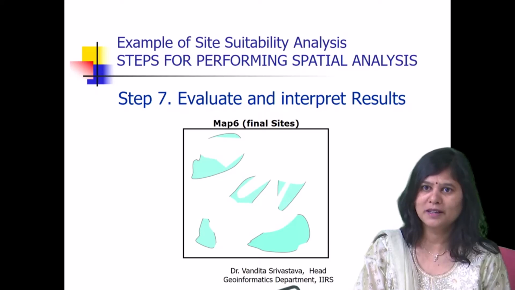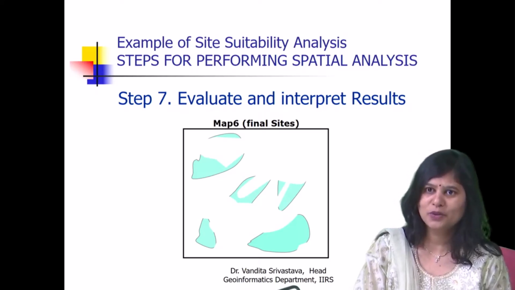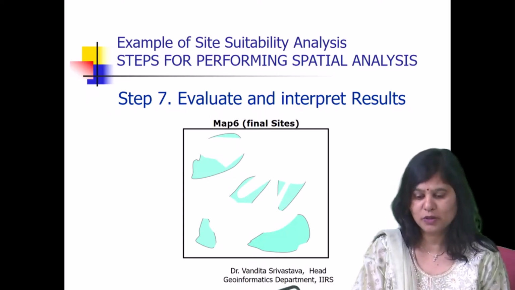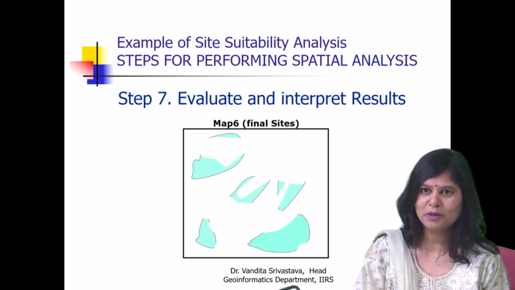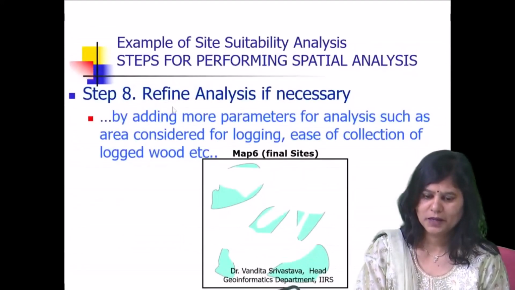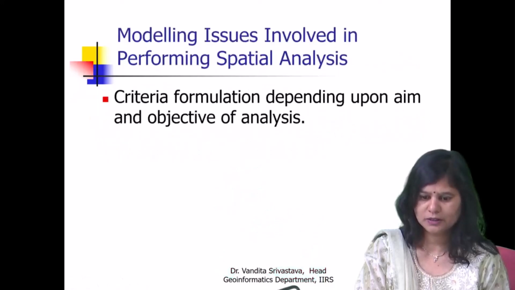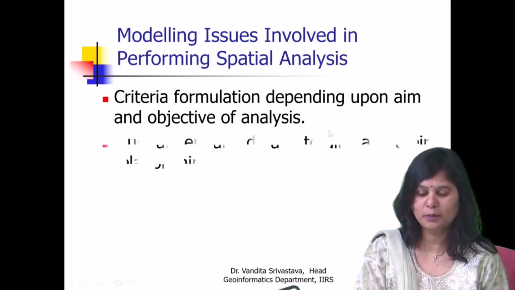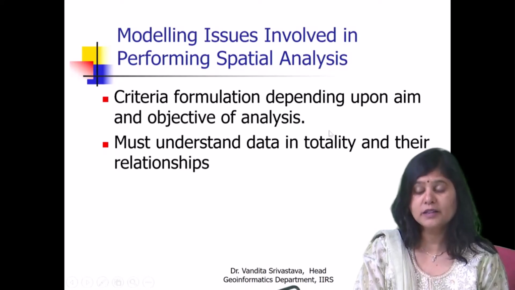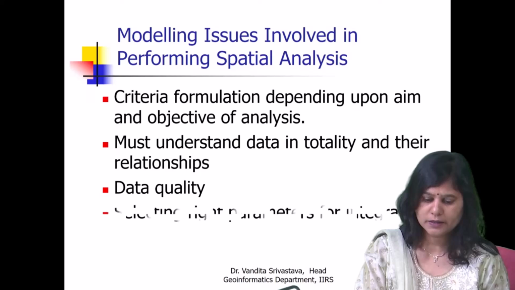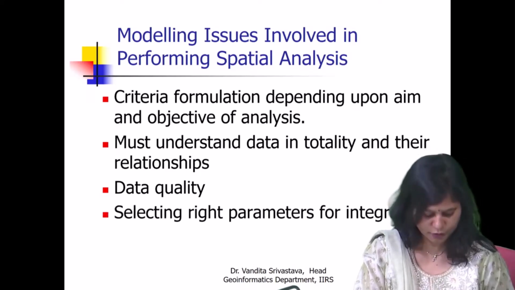You can use union and then reselection, or a union plus intersection could also be used here. So you can think of more ways, and maybe you can report back to me what you used in this kind of analysis. I think with that I would like to end my lecture. I would like to tell you that you should formulate the criteria depending upon the aim and objective of the analysis. You must understand the data in totality. It is very important to deal with the errors that are present and to maintain the data quality, and to select the right parameters for integration.